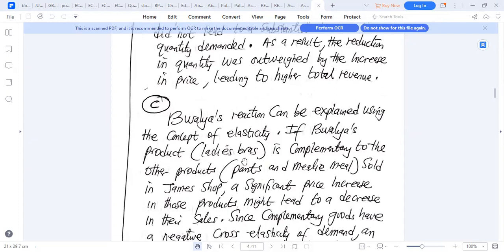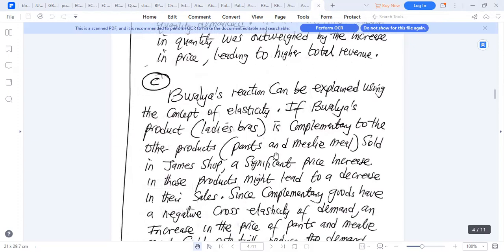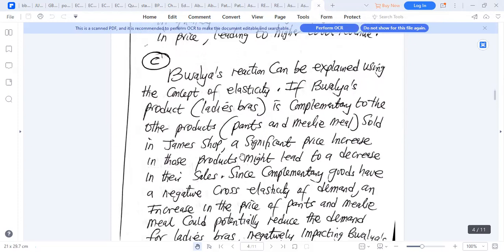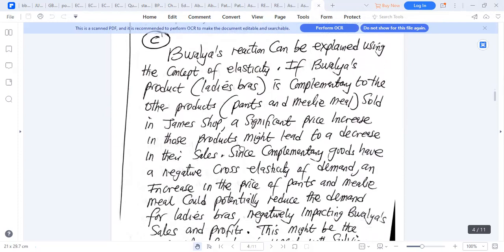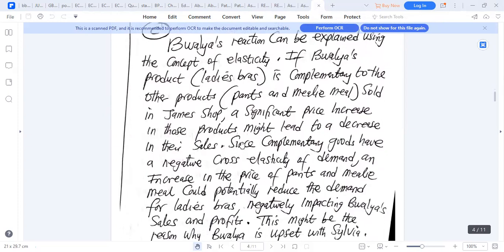So in this case, Walia's reaction can be explained in the concept of elasticity of the products of ladies' bras being a complement to pants and minimums, but specifically pants. So in James's shop, a significant price increase in those products might decrease Walia's sales. So since she's complementary to the pants, there will be a negative cross price elasticity. Remember, I said cross price elasticity has a negative what? Relationship. So if you have cornflakes and milk, if milk goes up, you don't buy milk and eventually don't buy what?